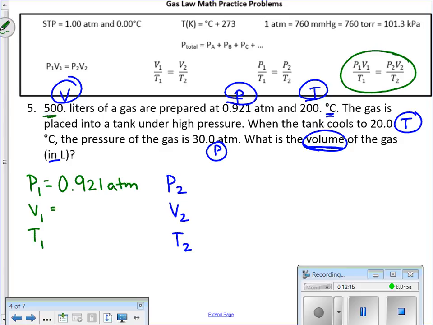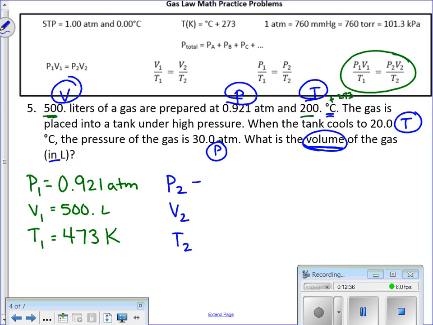Initially, at the beginning, the volume is 500 liters. Initially, the temperature at the beginning is 200 degrees Celsius. So I need to add 273 to this, so I'll have an initial temperature of 473 Kelvin.